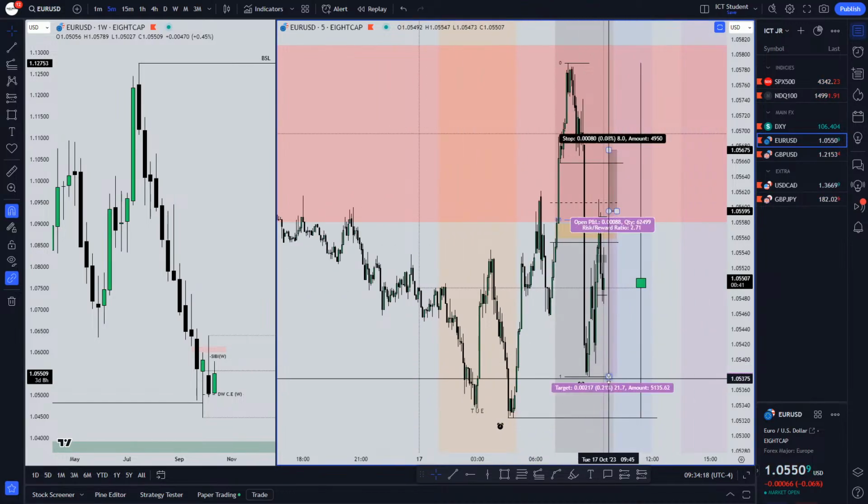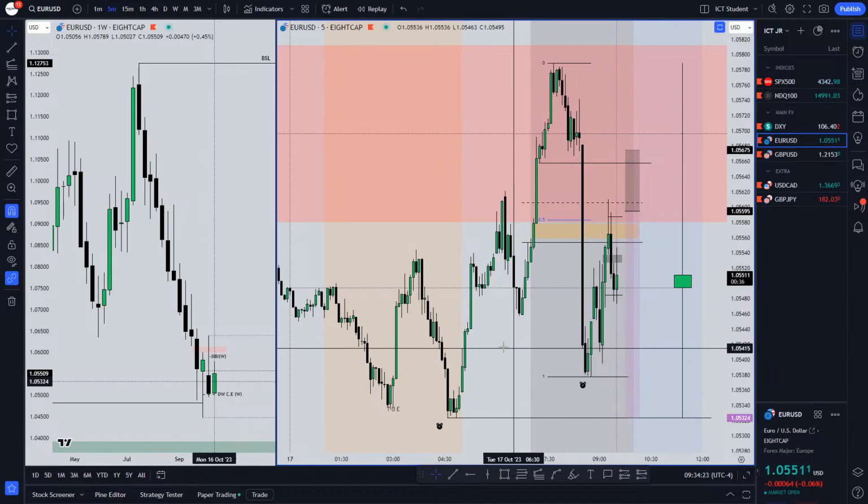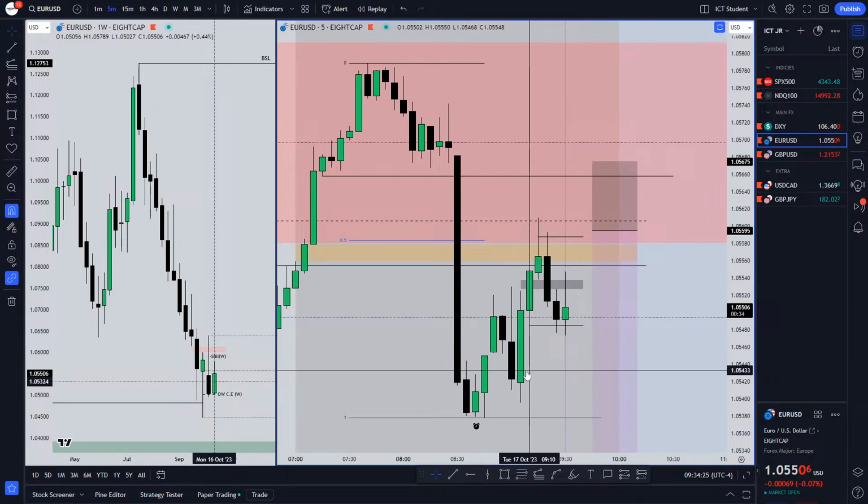Well, I want to reach the full target all the way to the London lows. So I'm going to take 50 off right here and then another 50 right there. So it'd probably be like a 2.5.